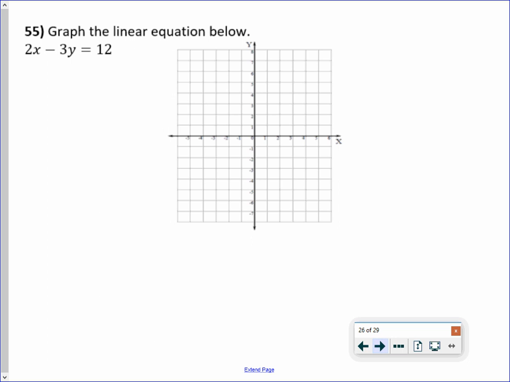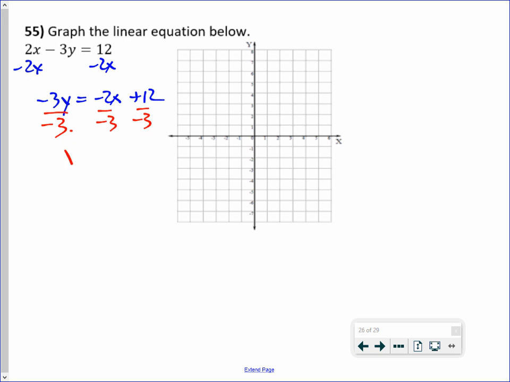This one's a little trickier. So I'm going to subtract 2x from both sides, and I'll get -3y equals -2x plus 12. Then I'll divide everything through by -3, and I'll get y equals 2/3 x, because a negative divided by a negative is a positive, minus 4. So I'd start at -4, and then I'd rise 2, run 3. Remember, slope is a pattern that repeats infinitely in a straight line.